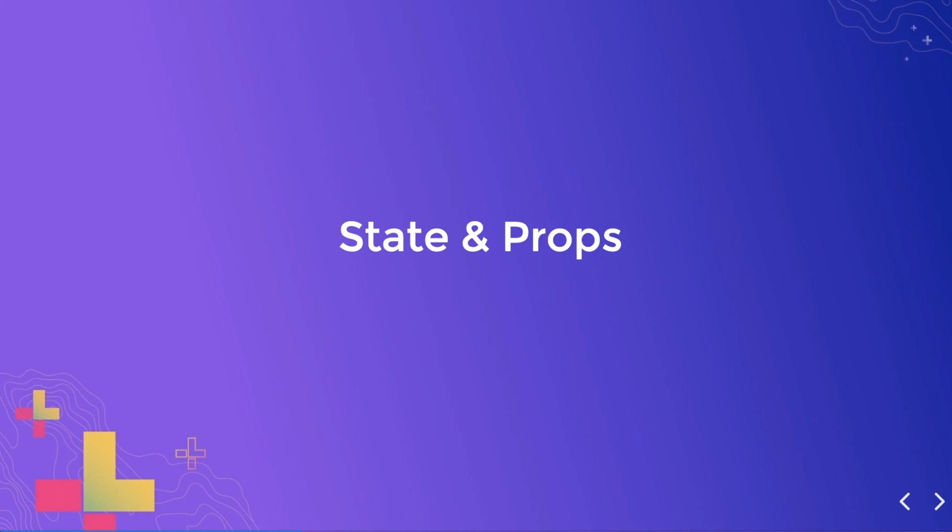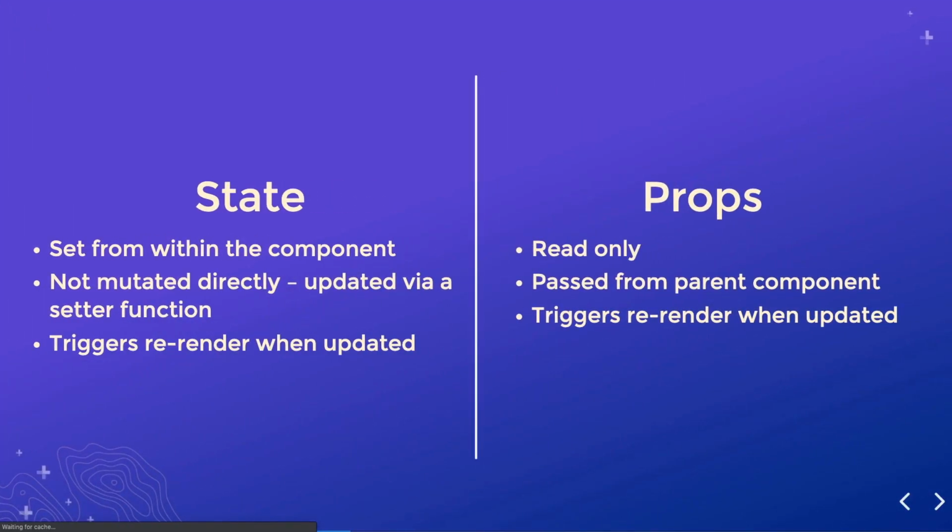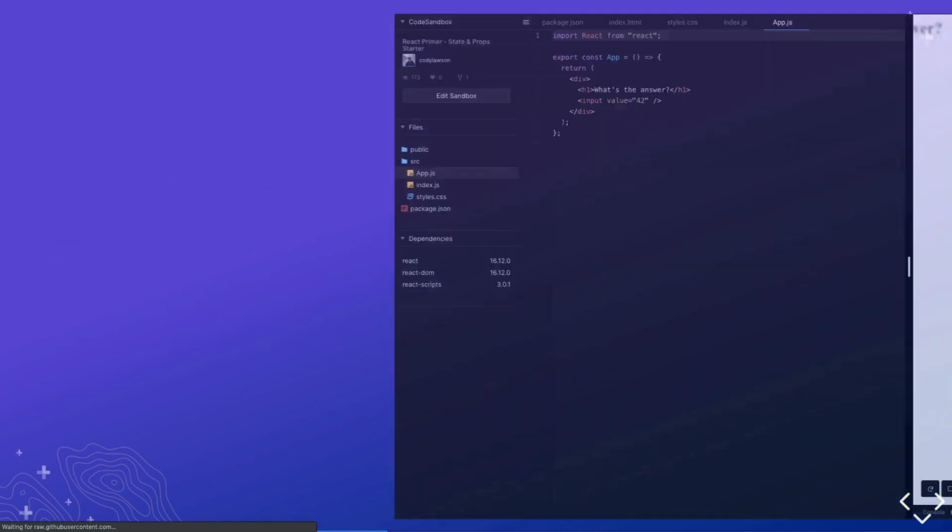So state and props are two of the fundamental building blocks of a React component. State is set from within a component, and it can't be mutated directly. It has to be updated with the setter function. And it triggers a re-render when it's updated. Props are read-only, and they're passed from a parent component, and these also trigger a re-render when they're updated.